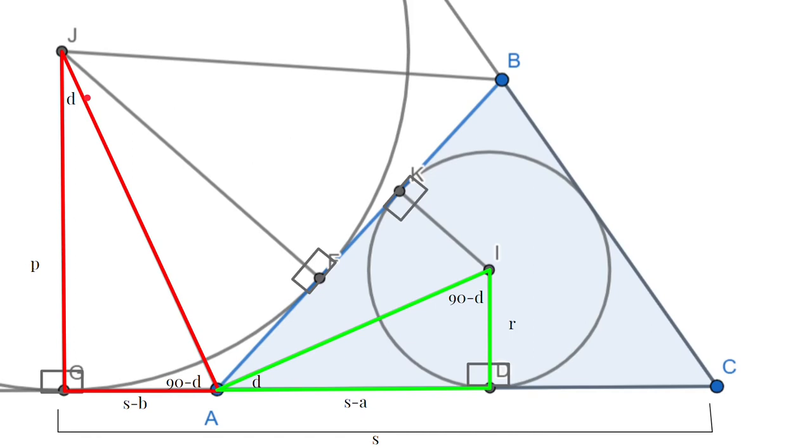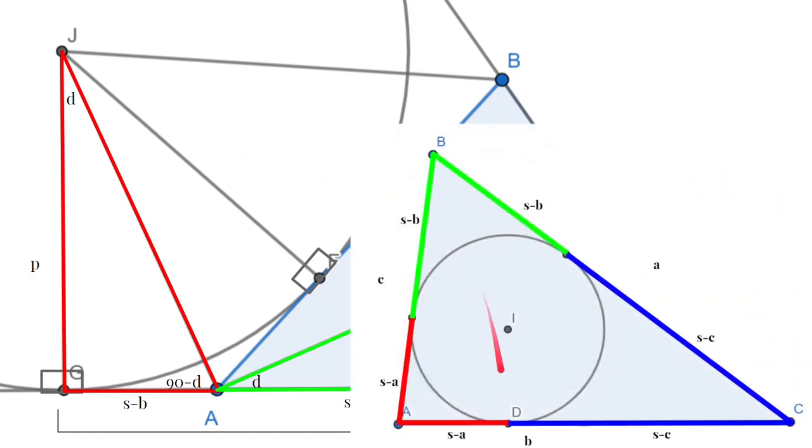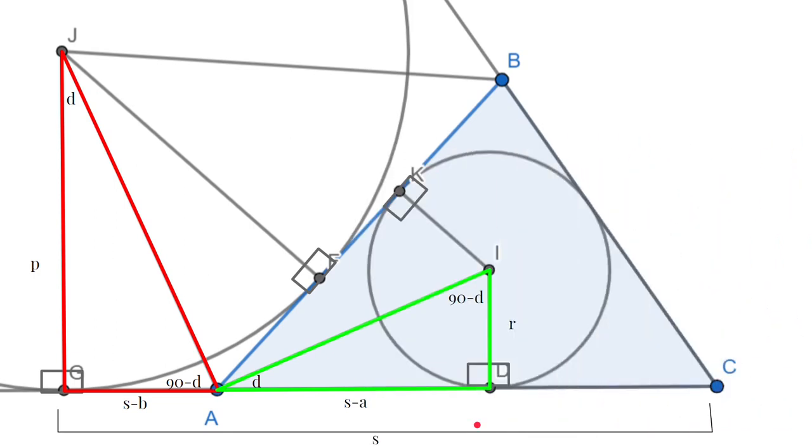And now we can use part one to have AD is equal to S minus A, and that comes in right here. And now we can use part two, which shows that this long length GC is equal to S. So this length is equal to S minus B because this length is B. So, since similar triangles have lengths of the same ratios, we have that S minus A over R is equal to P over S minus B. And we cross multiply to get RP is S minus A times S minus B.